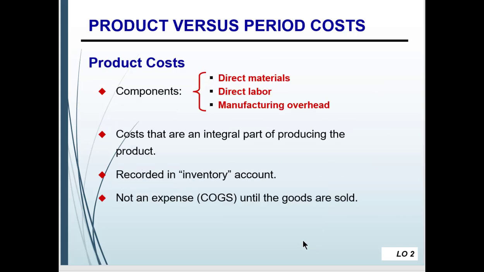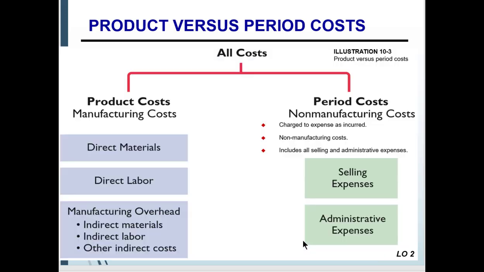Product cost, then. We have to think of the difference between product cost and period cost. Product costs include the direct materials, direct labor, and manufacturing overhead. They are the cost associated with actually producing the product. So these costs are really not an expense until the product is actually sold. So we have product costs: manufacturing, direct materials, direct labor, some of these manufacturing overhead costs. Those are the ones we've been talking about.